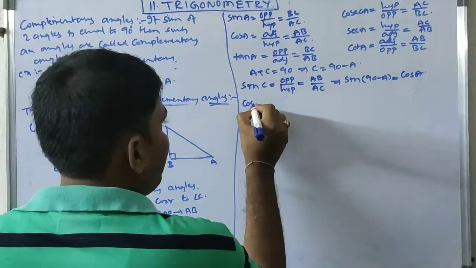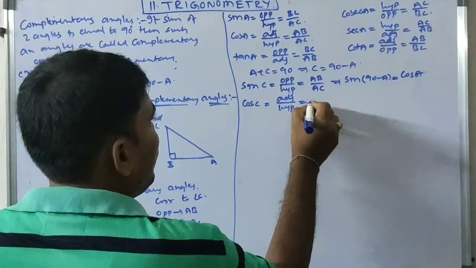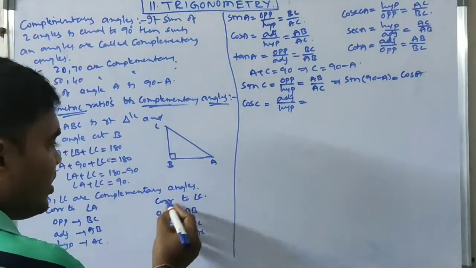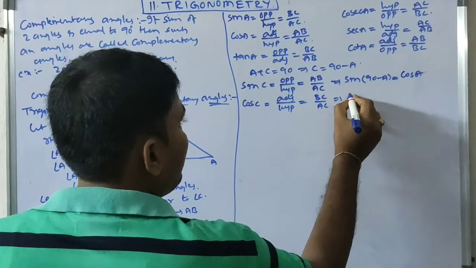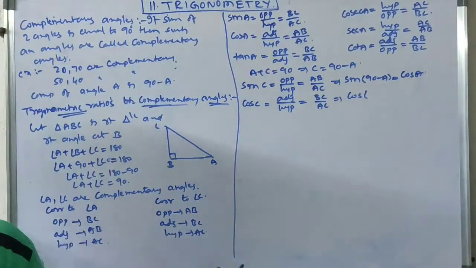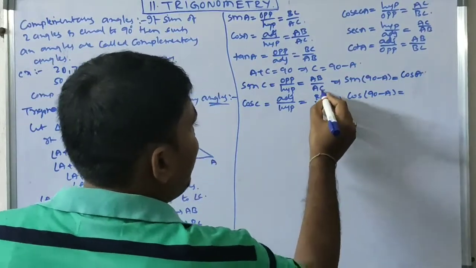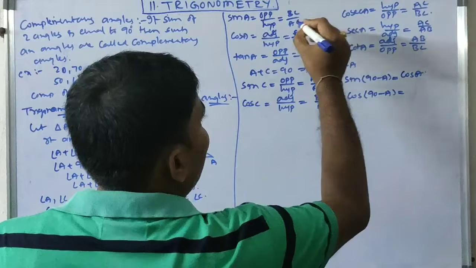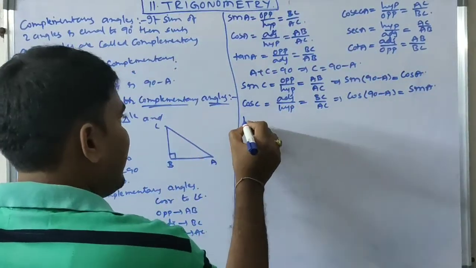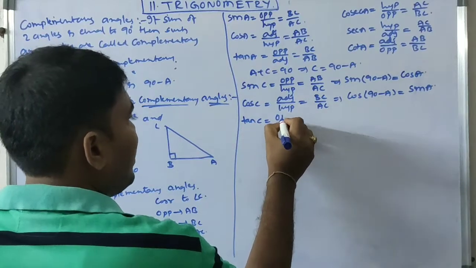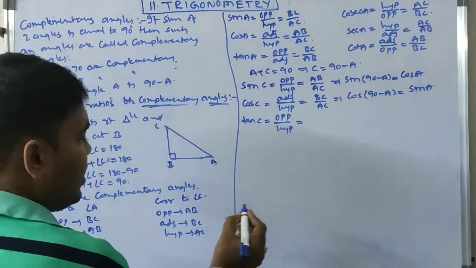Next, cos C. Cos C is adjacent by hypotenuse. Adjacent is BC, hypotenuse is AC. So cos of C, which is cos of 90 minus A, is equal to BC by AC. Among all these six ratios, BC by AC is sin A. So it is equal to sin A. Next, tan C. Tan C equal to, by definition, opposite by adjacent. What is opposite? Opposite is AB.